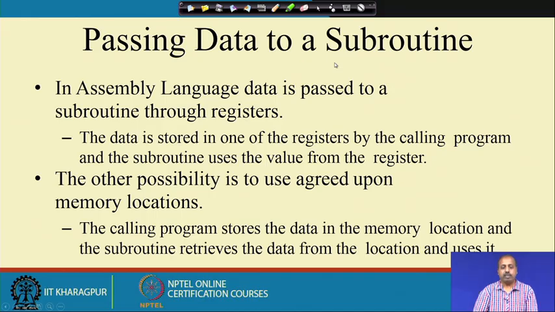You can also use the stack to pass data to a subroutine. In an assembly language program, we can pass data to a subroutine through registers. So, that is one possibility. This data is stored in one of the registers by the calling program, and the subroutine uses the value from the register. For example, if it has to pass an 8-bit value, it may save the value in the B register and then call the subroutine, and in the subroutine we access the B register to get the value that has been passed.